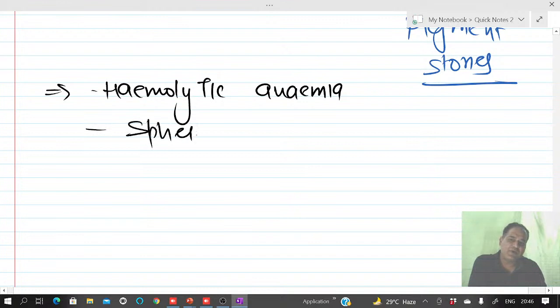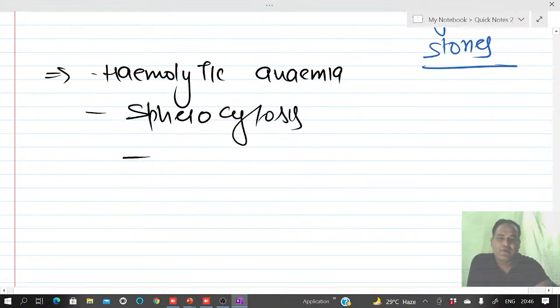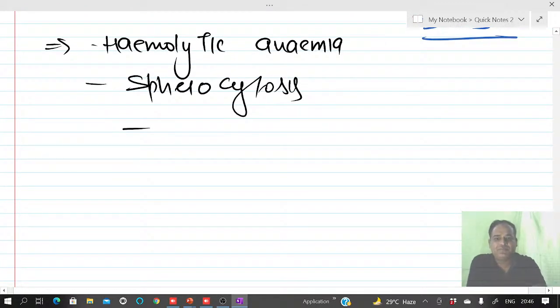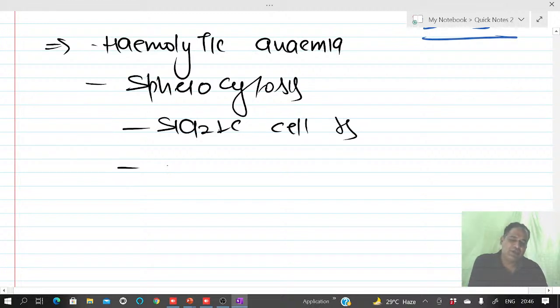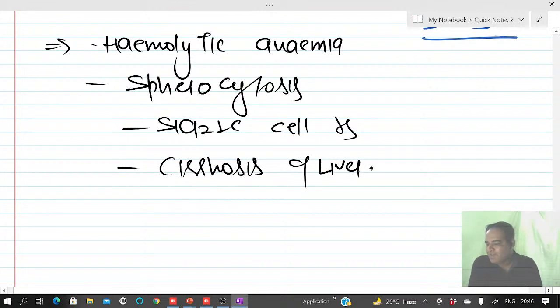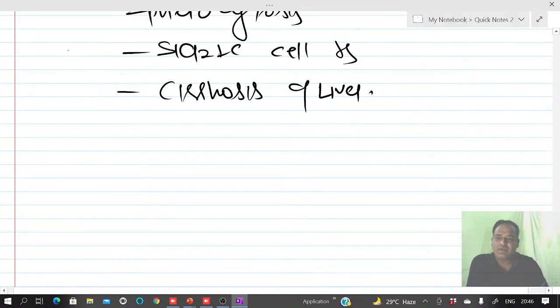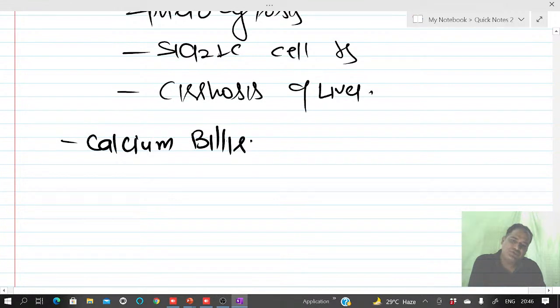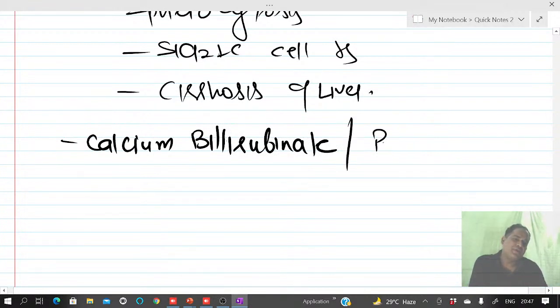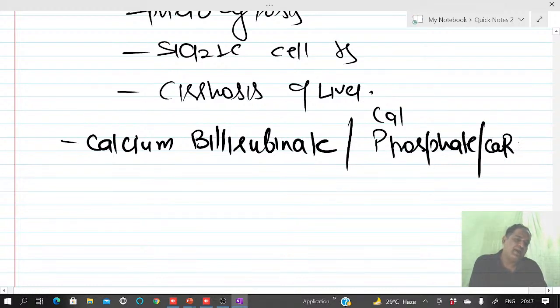For example, your patient is suffering from spherocytosis, or sickle cell disease. Let's say your patient is suffering from cirrhosis of the liver. The liver will not be able to work up to its full capacity. Consequently, what will happen? The black pigment stones will form. Black pigment stones are made up of calcium bilirubinate. Also, your patient may have calcium phosphate and calcium carbonate as the content.